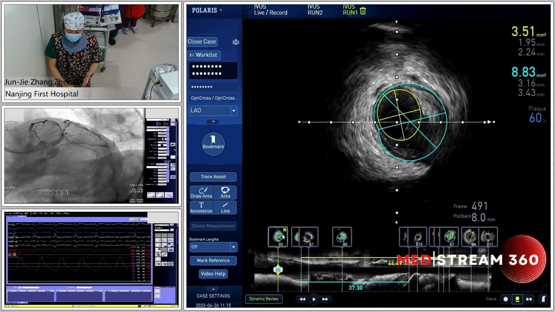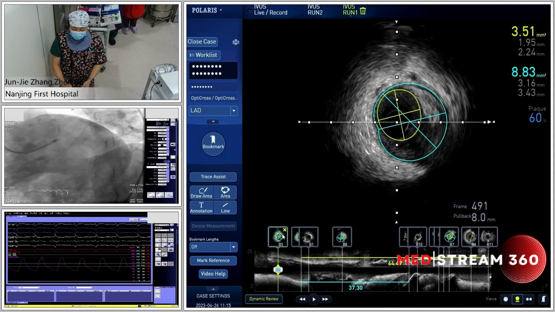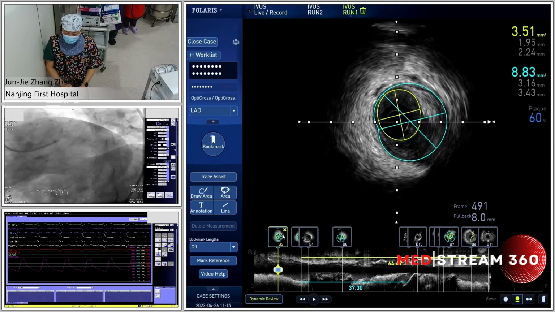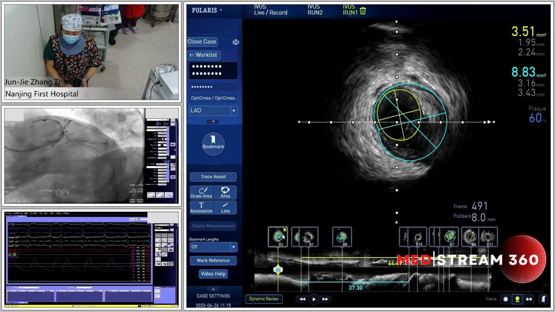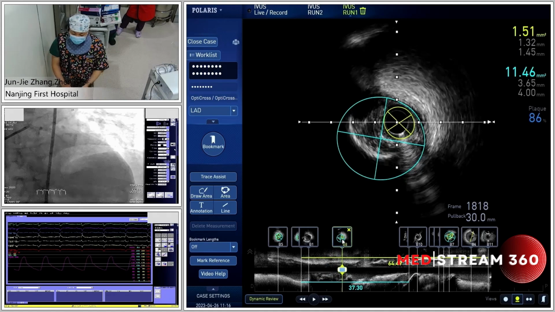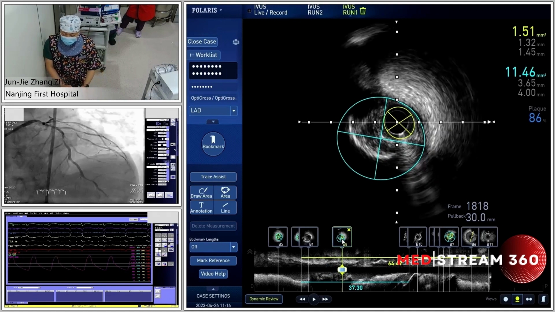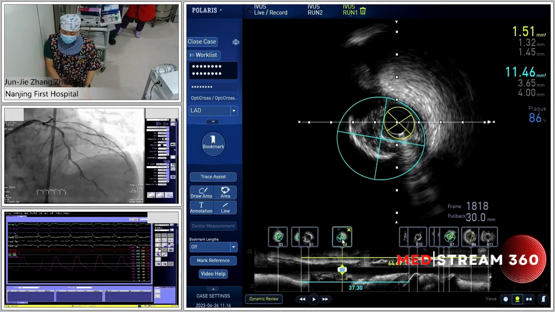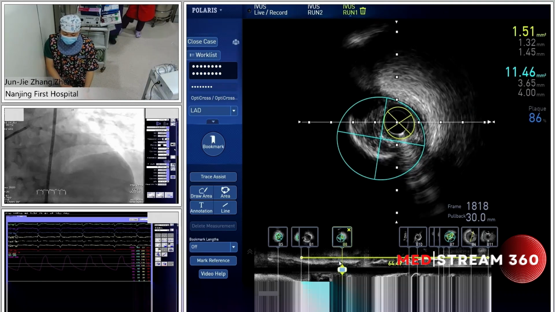And here this point is a distal plaque minimal lumen area, and the area is about 3.5 millimeters square. And the plaque burden is just 60%. This point is the minimal lumen area. And here the area is just 1.5 millimeters square, and the plaque burden is more than 86%.